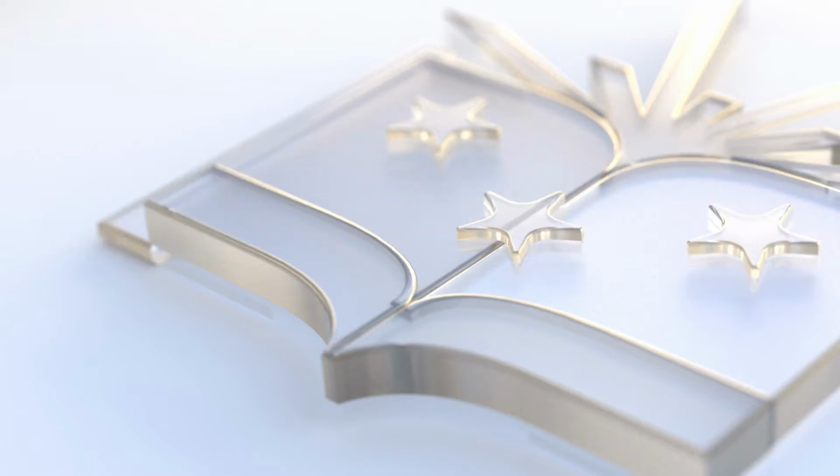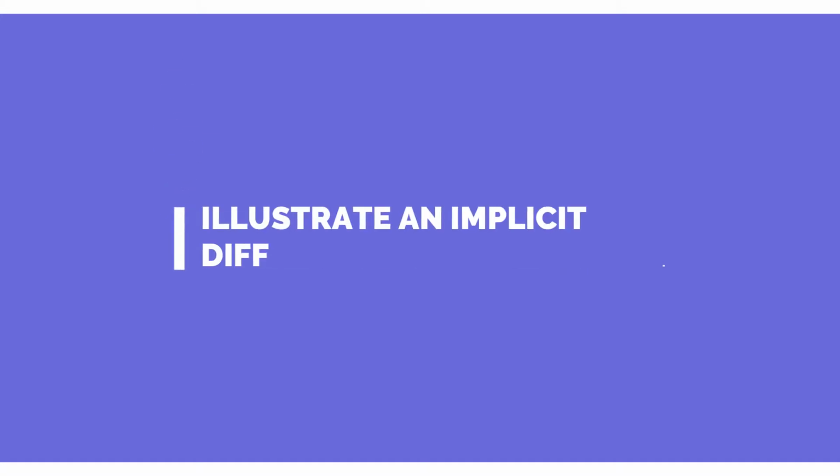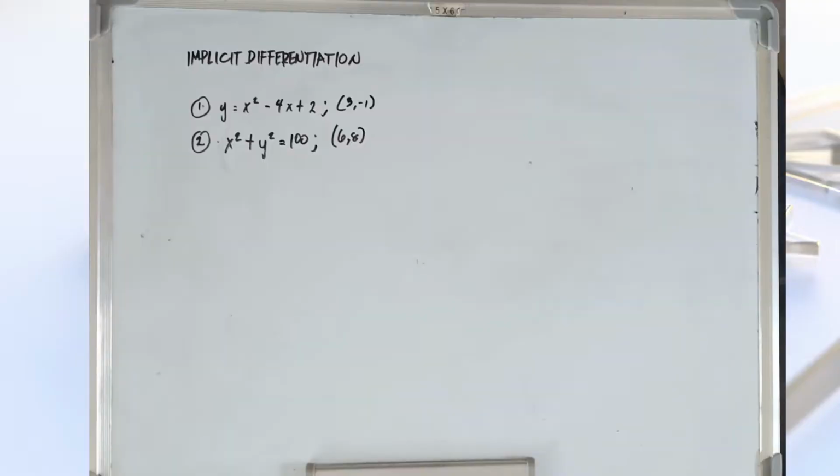And to start with, let's have first our objective of this lecture. At the end of this video lecture, you are expected to illustrate an implicit differentiation. Moving on, an implicit function is not explicitly defined. Consider the two problems that follow.